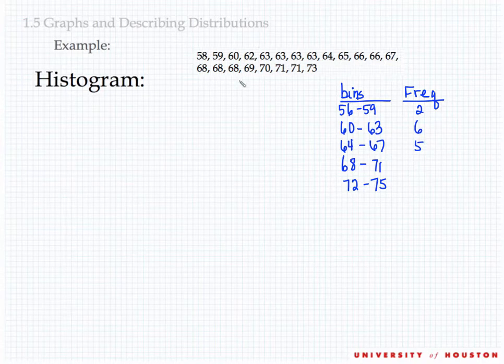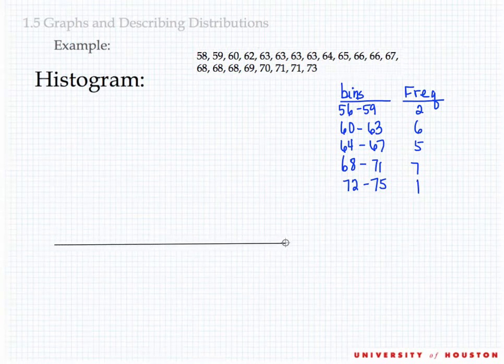Between 68 and 71, I have 7, and 72 to 75, I have 1. Now, of course, these could be reordered. I could start at 58 and do different widths for bins. It's up to you how to set up the bins. And again, if you use a program such as Excel or RStudio, it has default bins to use. So across the bottom we're going to label our bins, and going up the sides we'll do our frequencies.